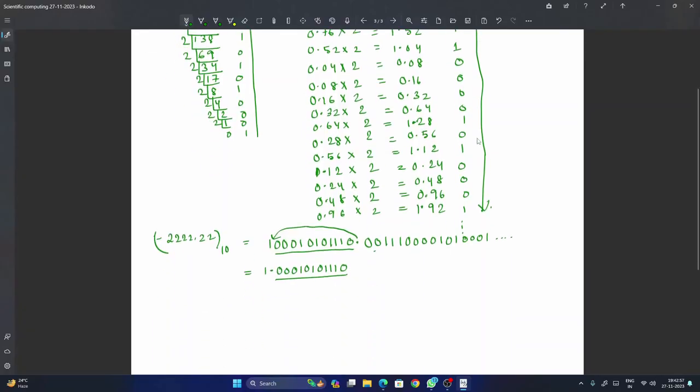So now if this is 0 0 1 1 1 0 and 0 0 0 1 0 1 0 0 0 1 dot dot dot into 2 to the power 11, na? Is it okay? We have shifted the point in the left hand side, so that's why it will be 2 to the power 11.